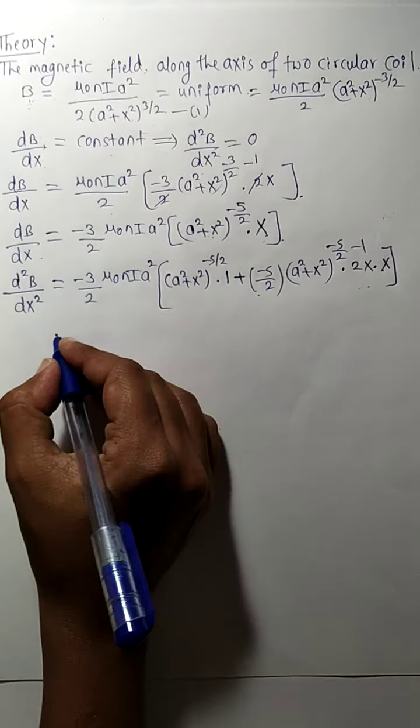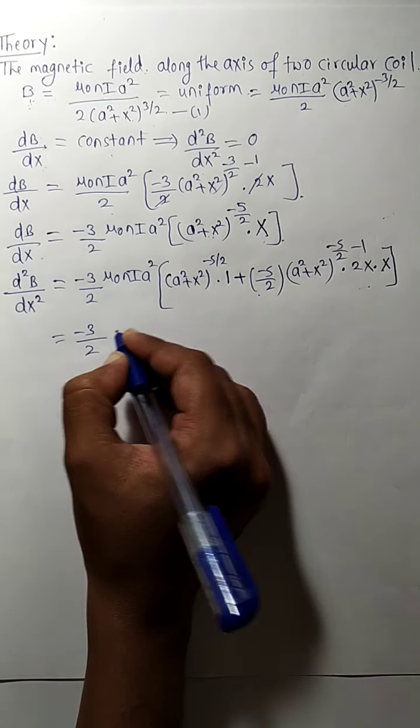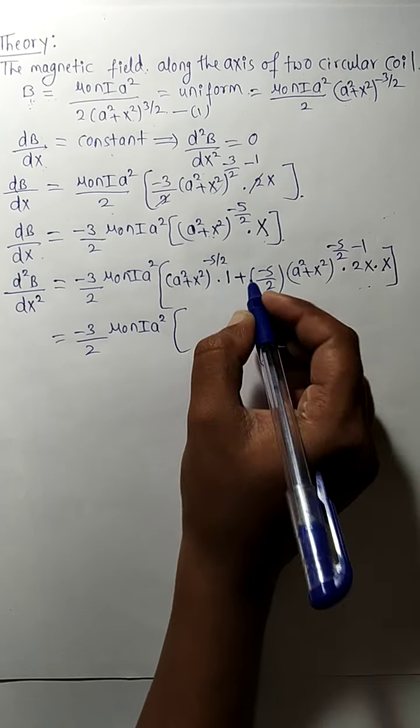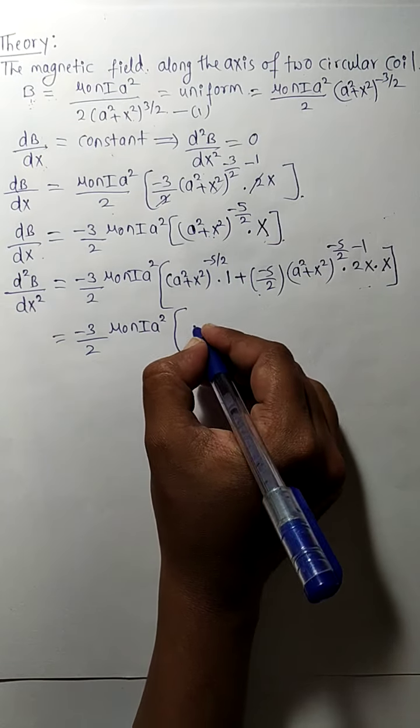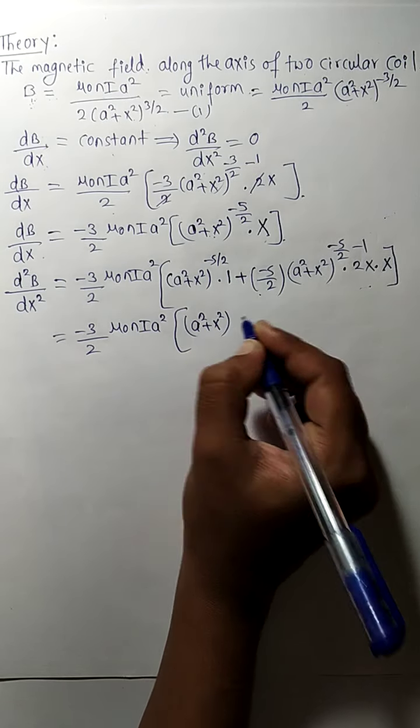So I wrote the thing. Now then, solve this one. So what we will get? Minus 3 by 2 mu naught n i a square into bracket, this is multiplying with 1, means the same quantity we will get, and here I will make a little change, just a rearrangement.